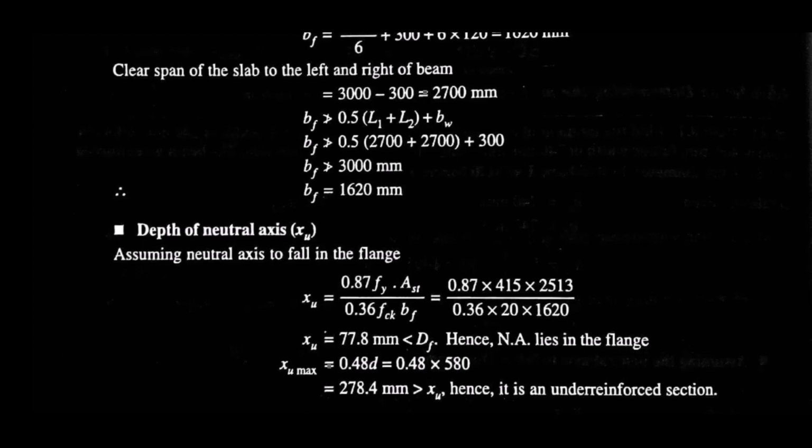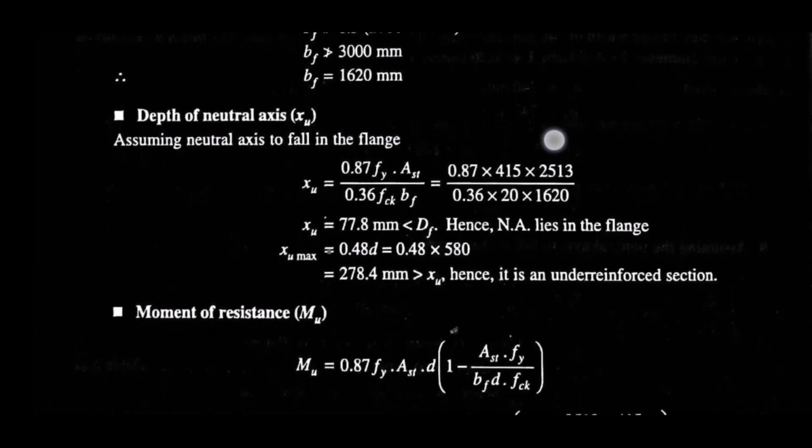Now xu max is equals to 0.48 d for Fe415 steel, that is equals to 0.48 into 580, that is equals to 278.4 mm, which is greater than xu. That means this section is under reinforced section.